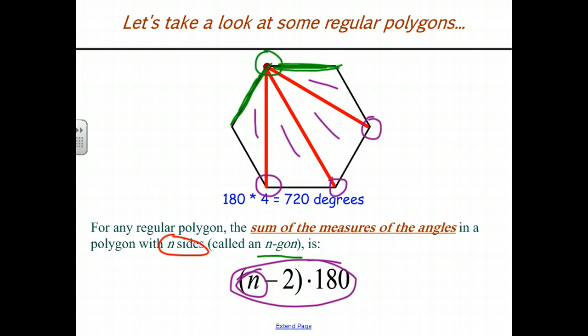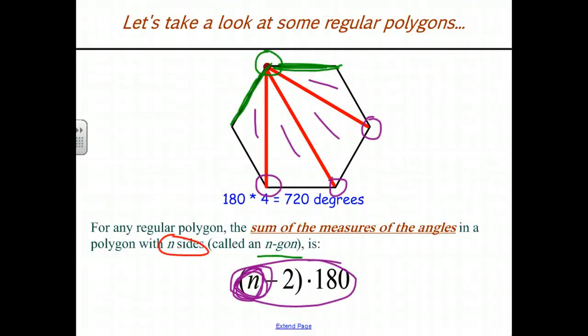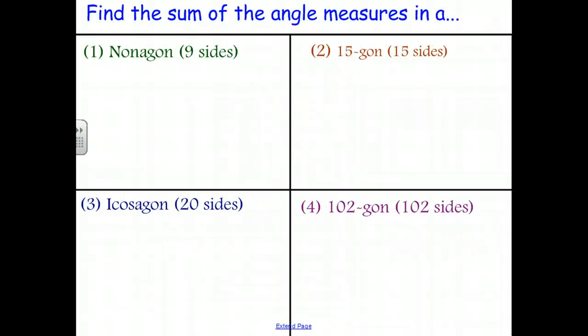And so remember, n is just the number of sides in that polygon. So see what you can do with all of these examples. These are examples of regular polygons. And we're going to use the formula that we saw before, which is subtract 2 from the sides and multiply by 180, and you will find out the number of degrees in each of those polygons. So go ahead, pause the video, and see what you can do with it now.